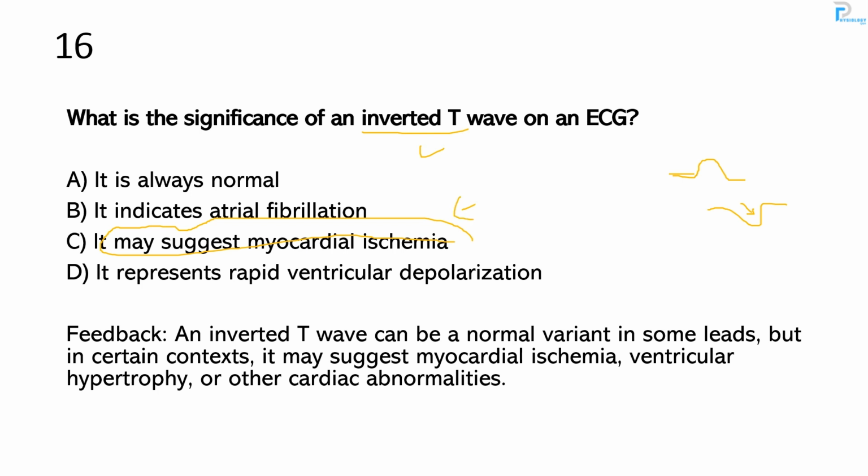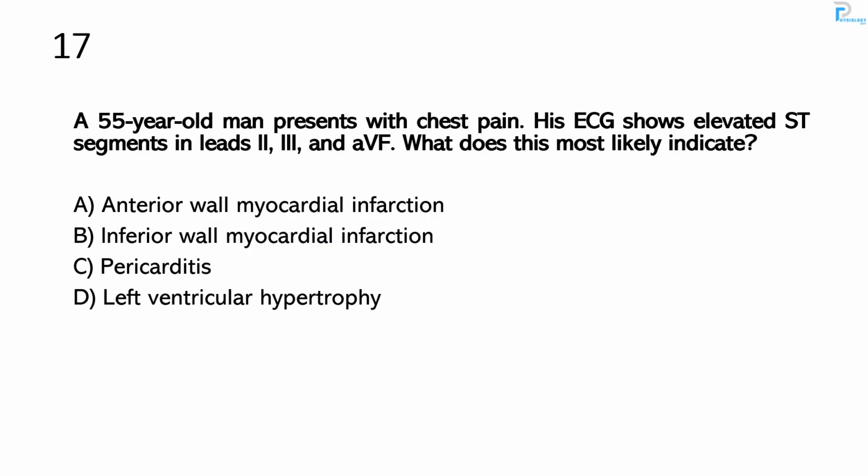A 55-year-old man presents with chest pain. His ECG shows elevated ST segment in leads II, III, and aVF. If we recall, II, III, and aVF are the leads which look at the inferior surface of the heart. So what does this likely indicate?